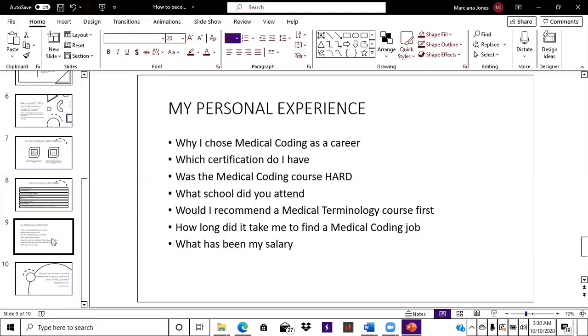So medical coding was very challenging. This was more challenging than any college course I've ever taken, with all capital letters and exclamation marks. This was harder than any course I've ever taken. It was challenging, but it was because it's just so detail oriented.